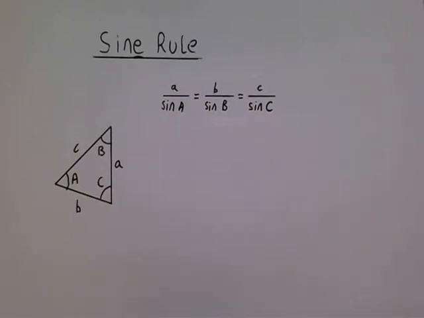The sine rule is used generally for triangles which don't have a right angle in them. It can be used for any triangle really, but if it's got a right angle then use sine, cosine, tan and the rules of SOHCAHTOA. So the sine rule then, let's see how it works.